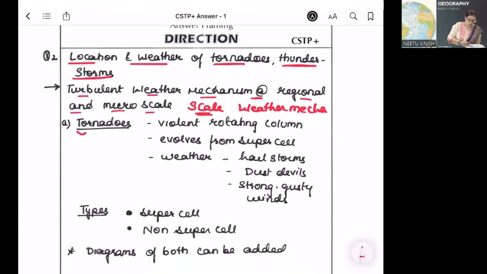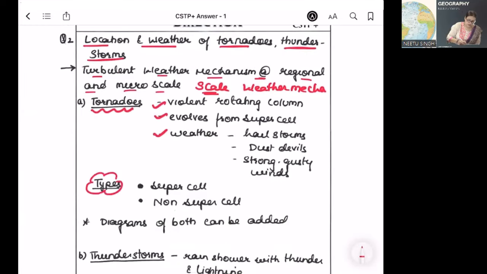Then you get on to tornado. Tornado's characteristics, precisely, everyone will be writing. But when I take this and put a star mark to it, this is not commonly written. This is commonly ignored: types of tornadoes, supercell and non-supercell. Tornadoes can be supercell, a single cell, or non-supercell, dual cell.